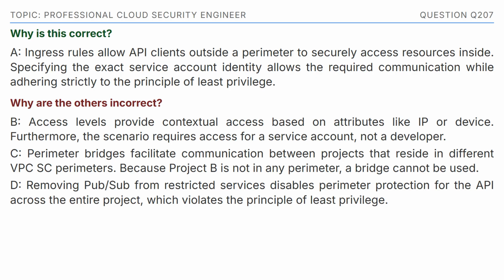C. Perimeter bridges facilitate communication between projects that reside in different VPC SC perimeters. Because Project B is not in any perimeter, a bridge cannot be used. D. Removing Pub/Sub from restricted services disables perimeter protection for the API across the entire project, which violates the principle of least privilege.